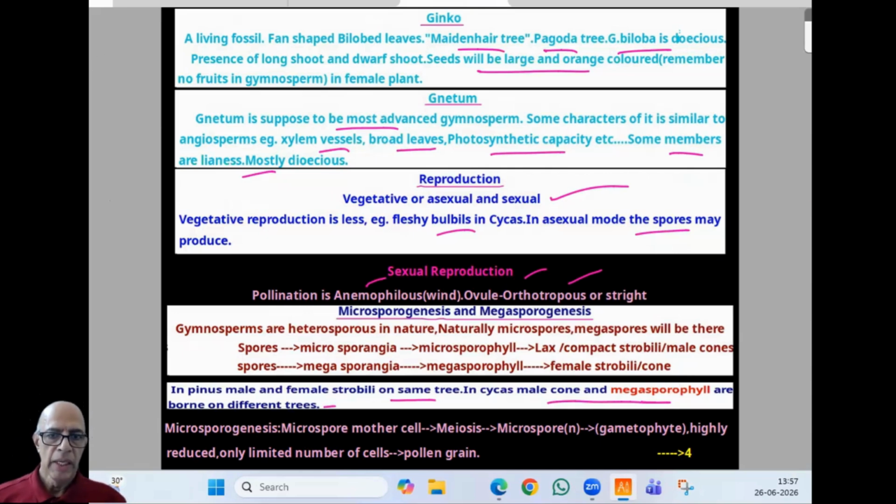Now, next is microsporogenesis. The microspore mother cell, MMC, undergoes meiosis to form microspores. The gametophyte is highly reduced, with only a limited number of cells, and then it develops into pollen grains. I think I did clear. Now we can proceed to the next page.